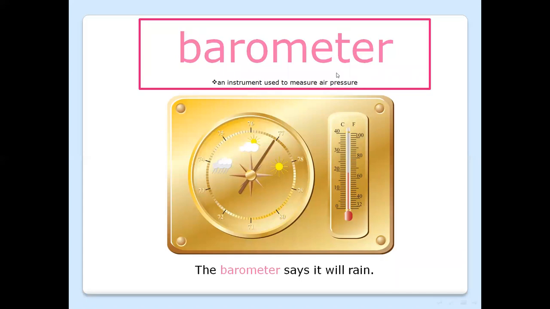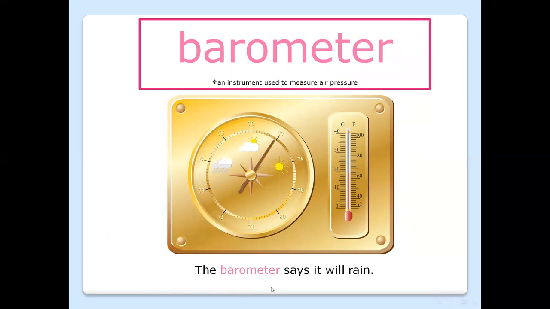Next, barometer. Again, please repeat it. Barometer. What is barometer, class? It's an instrument or tool used to measure air pressure. This tool will tell us the degree, and it will also tell us if we will have rain or sunny weather. Please repeat the word. This is a new word for you. Barometer. An instrument used to measure air pressure. Don't forget that.